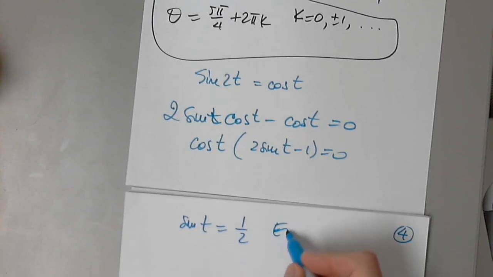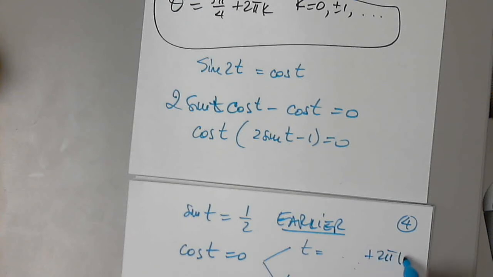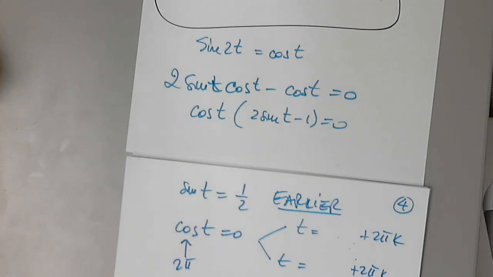So earlier. And the other one is cosine t equals 0. And here we have two options for t, plus 2 pi k and plus 2 pi k, because the period of cosine is 2 pi. So where is cosine 0? Cosine is measured on the x-axis, so it will be 0 at pi over 2 and 3 pi over 2. That's what we have to put in, and we're done.